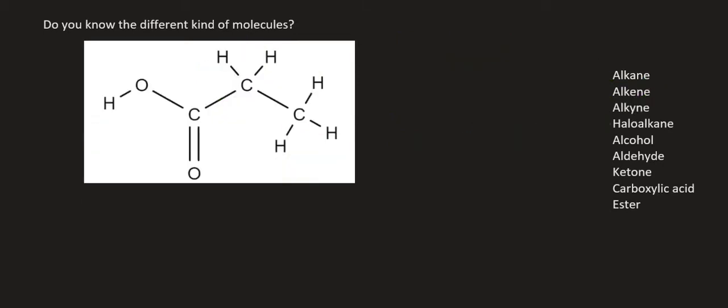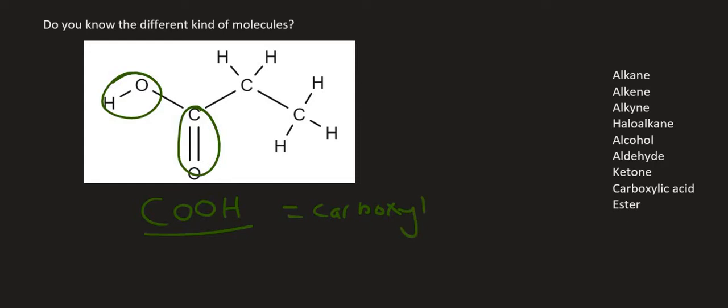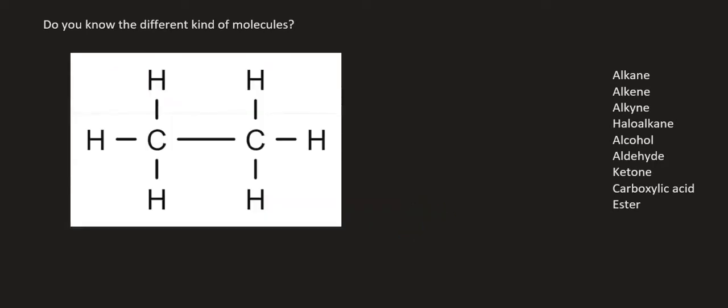And so here's the next one. Here we've got this interesting C double bond oxygen, but we also have an OH next to it. So remember, this is that one with COOH. Now COOH is a carboxylic acid. Here's a nice easy one, guys. It's only single bonds with carbon and hydrogen, and so that's your alkane.